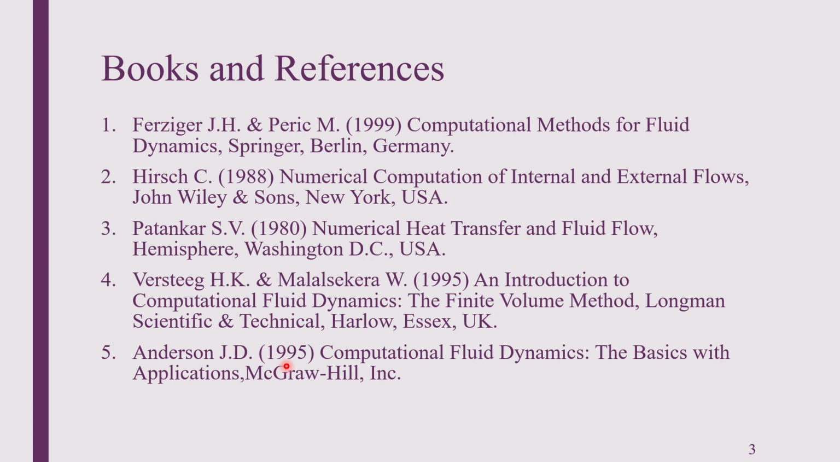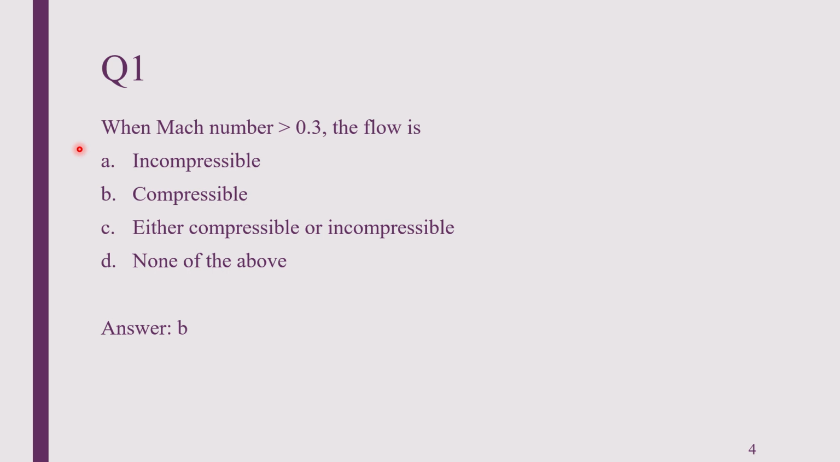We'll now go into this week's problems, which will help you in solving and submitting the assignments. In question 1, it is asked: when Mach number is greater than 0.3, the flow is option A, incompressible; option B, compressible; option C, either compressible or incompressible; option D, none of the above. The answer is that it is compressible flow.